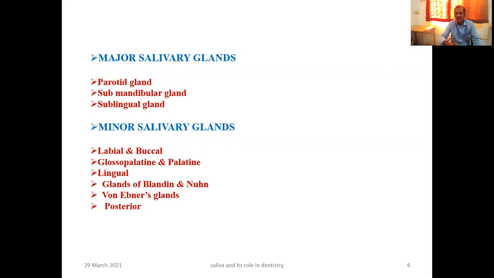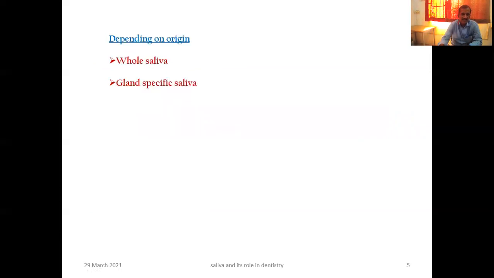The main chunk of your secretion, almost 60-70% of the salivary secretion, is through the major salivary glands, and more primarily of the parotid gland, then the submandibular, sublingual.